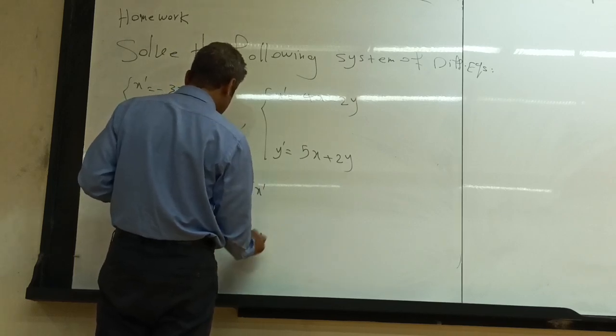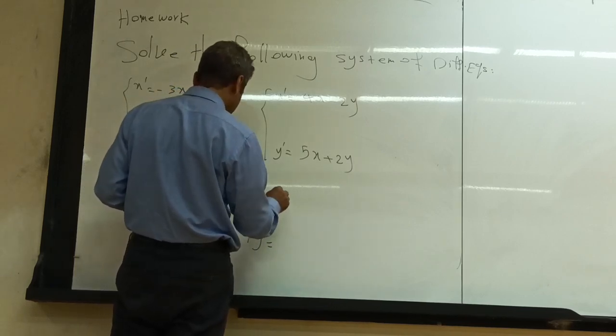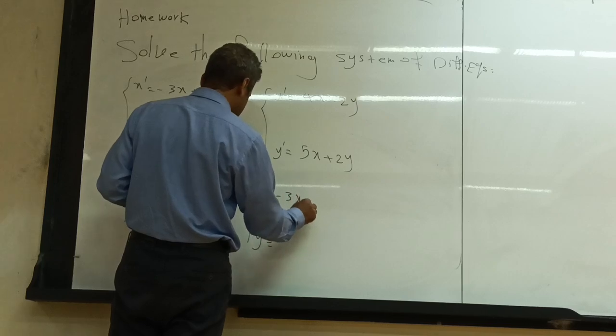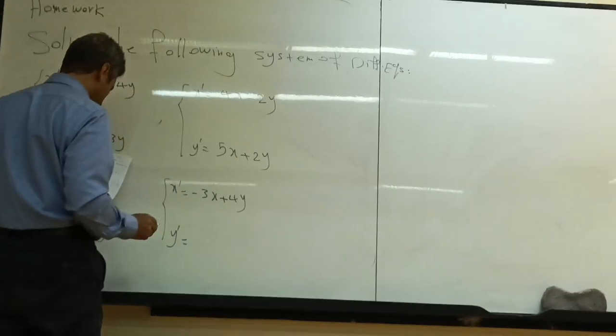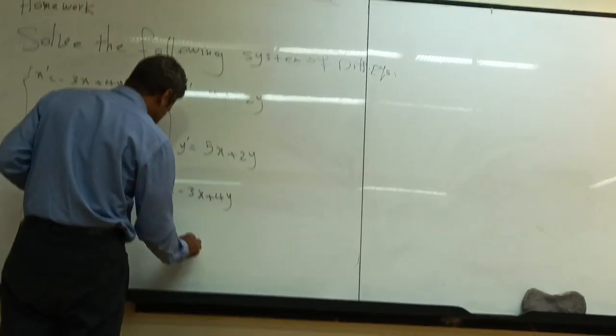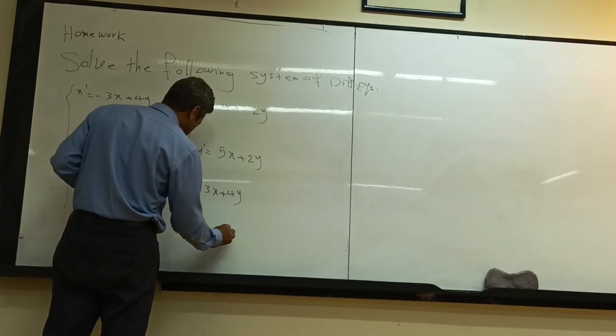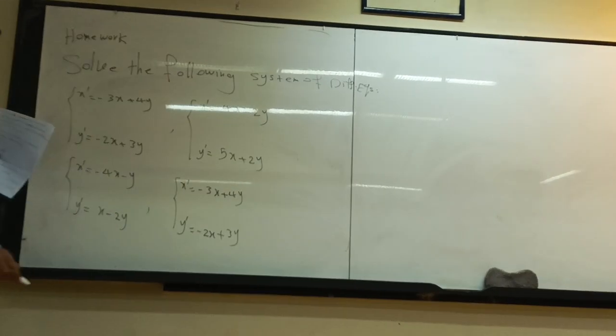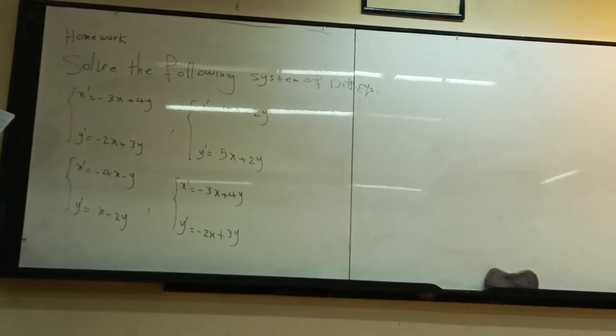x prime, y prime minus 3x plus 4y minus 2x plus 3y.